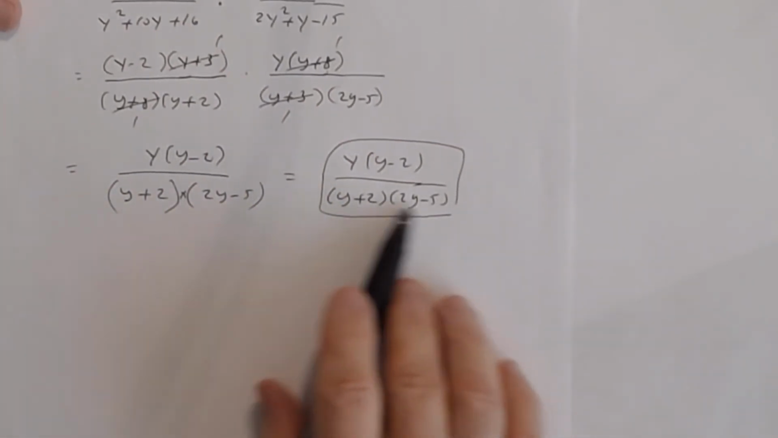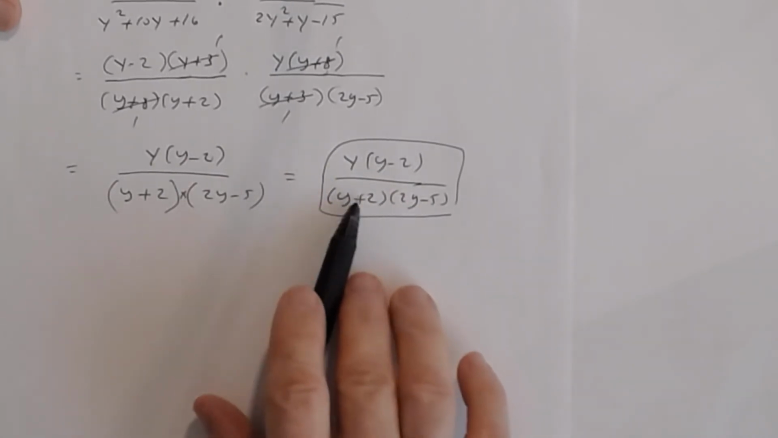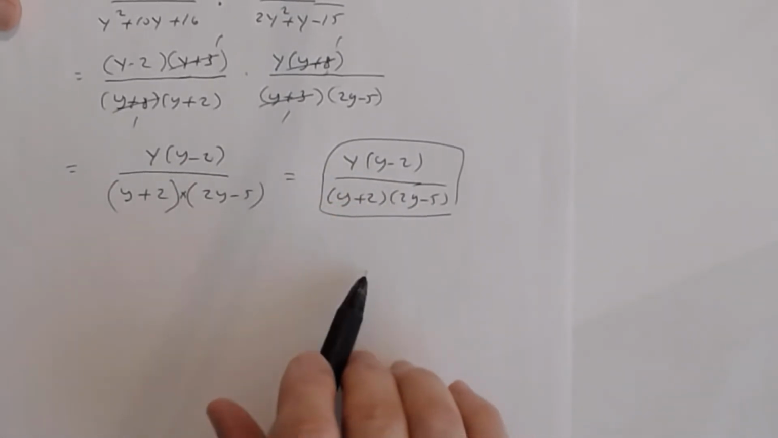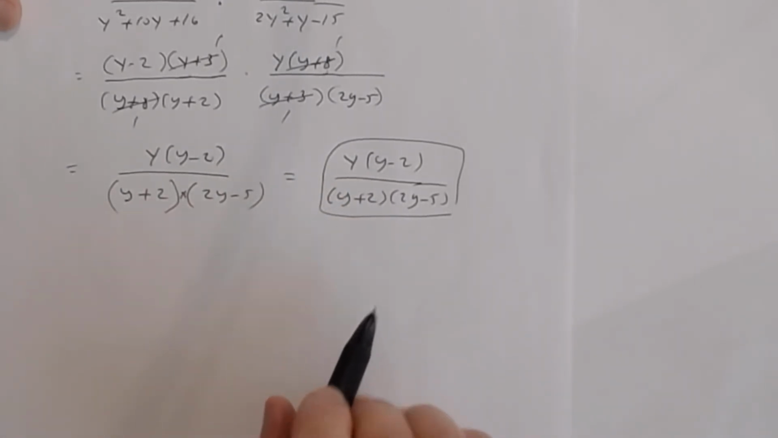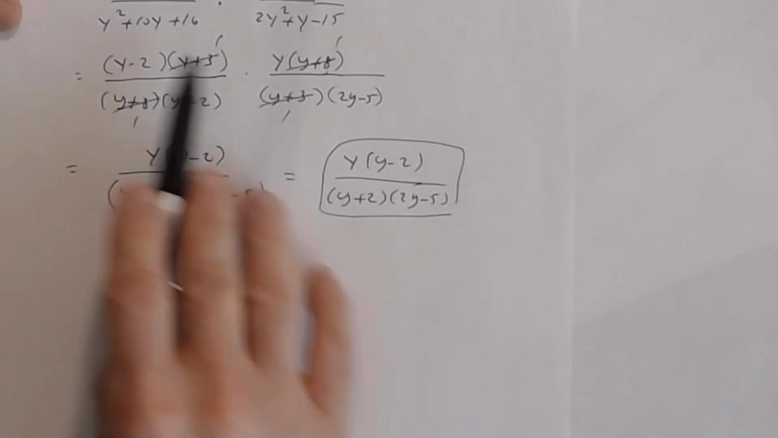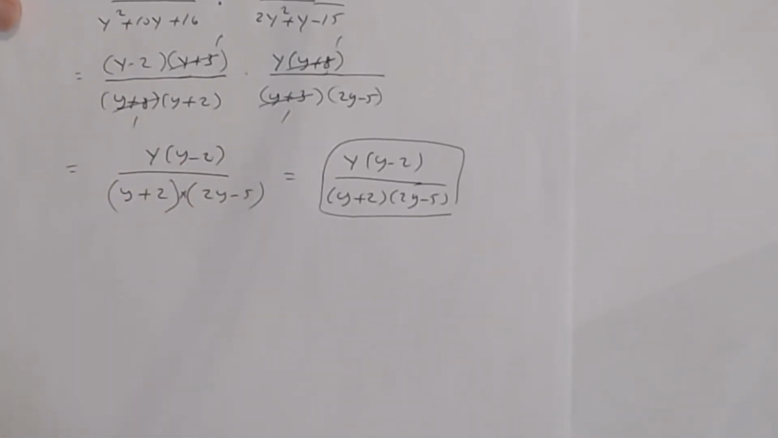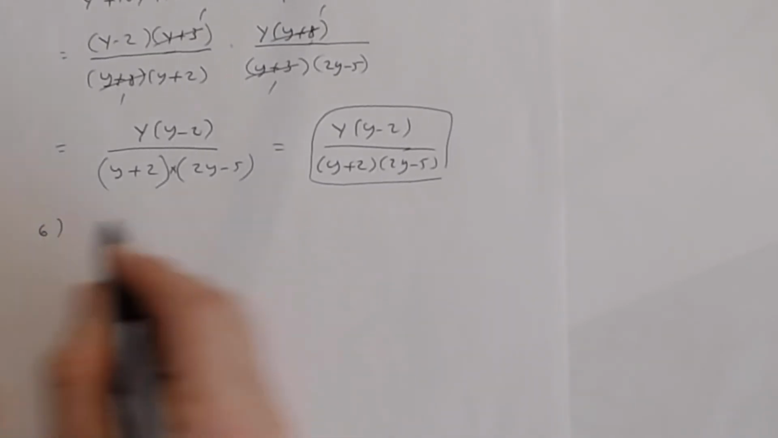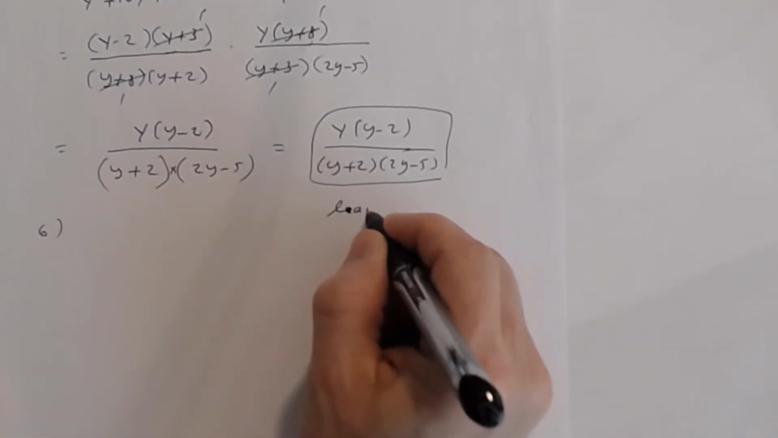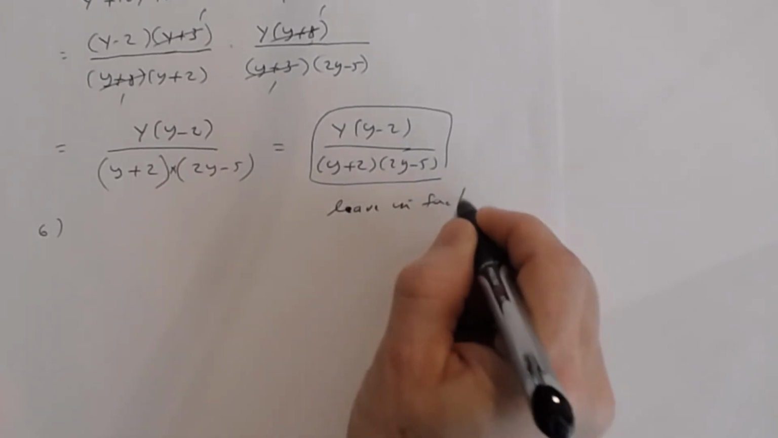But notice, don't multiply it out. Leave it in factored form. Because if you multiply it out and you make an error, even though this part is correct and this part's wrong, you're losing some points. Leave it in factored form. Everything you write is gradable. All right, so that's number 5. Number 6. So I'm going to write here, leave in factored form.